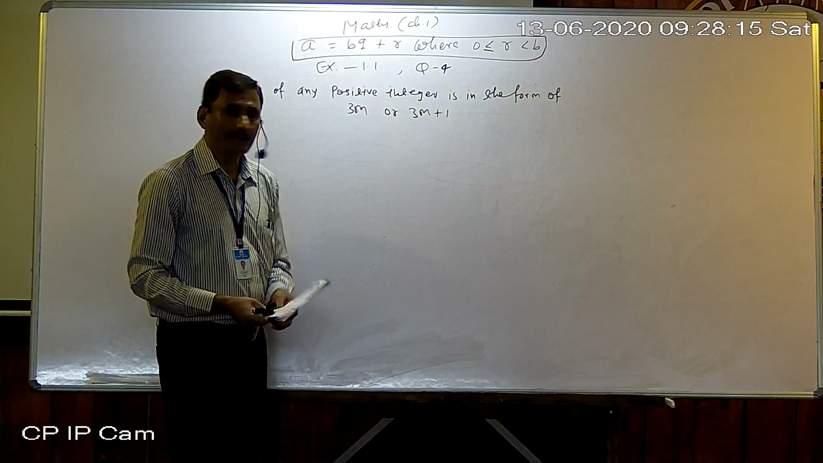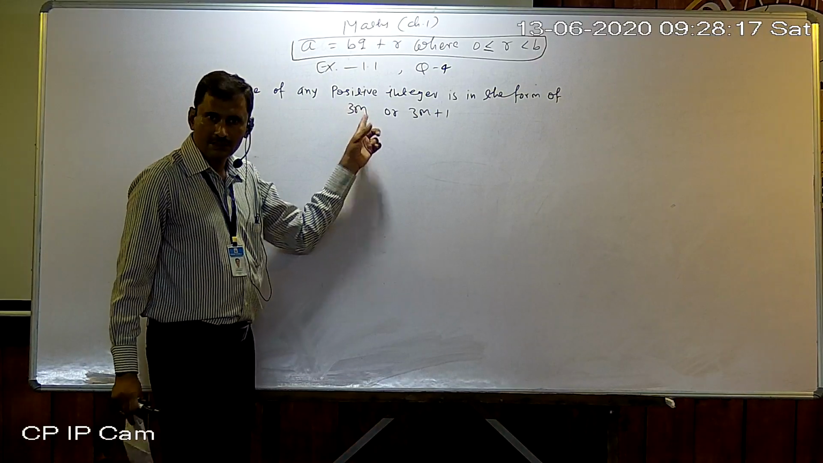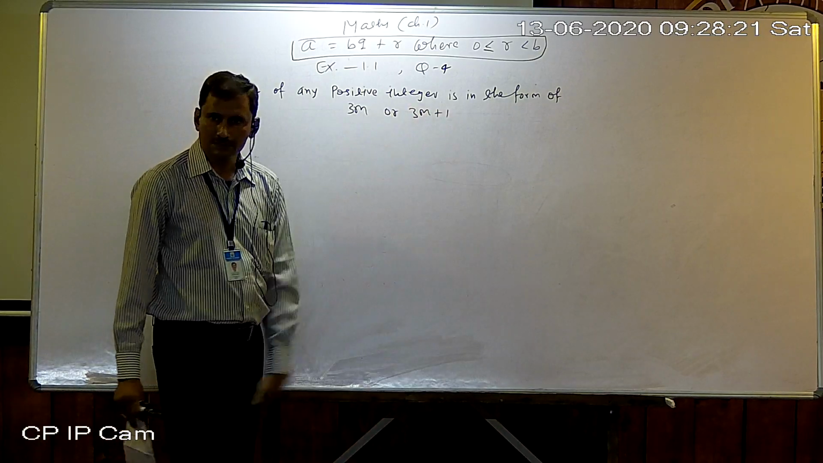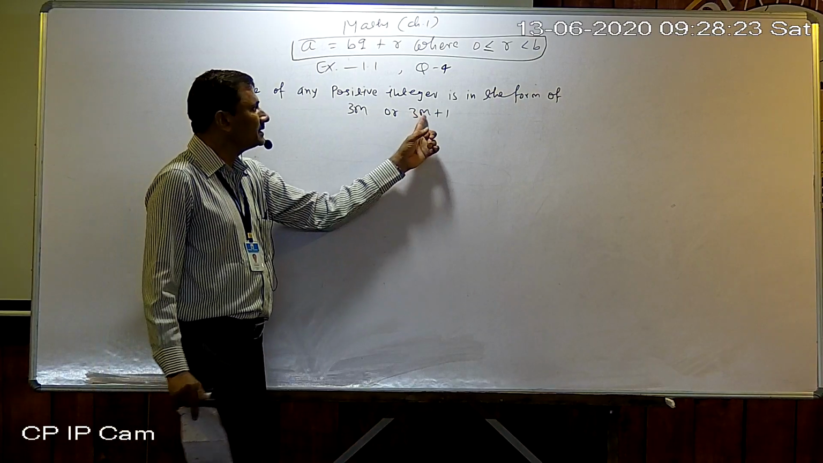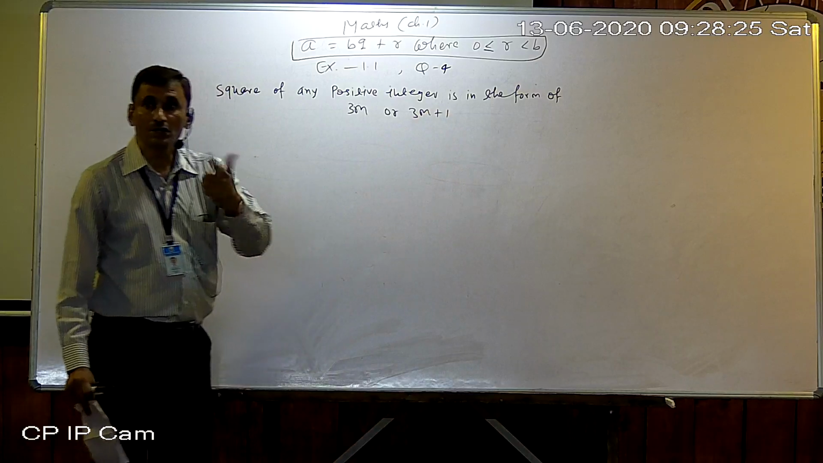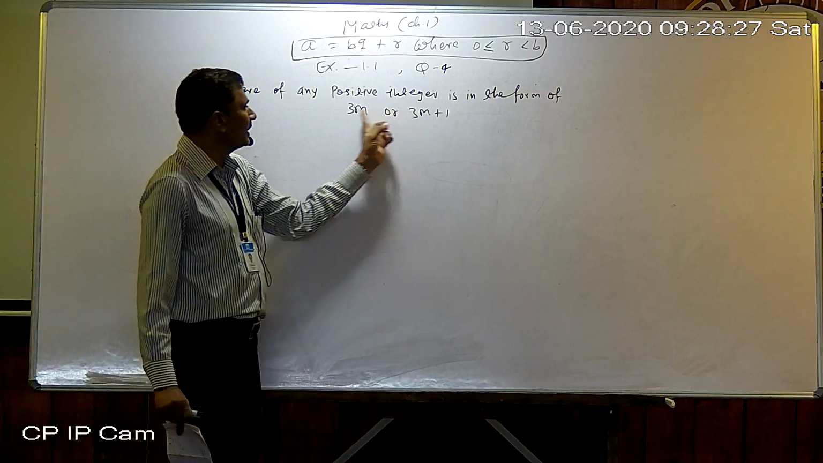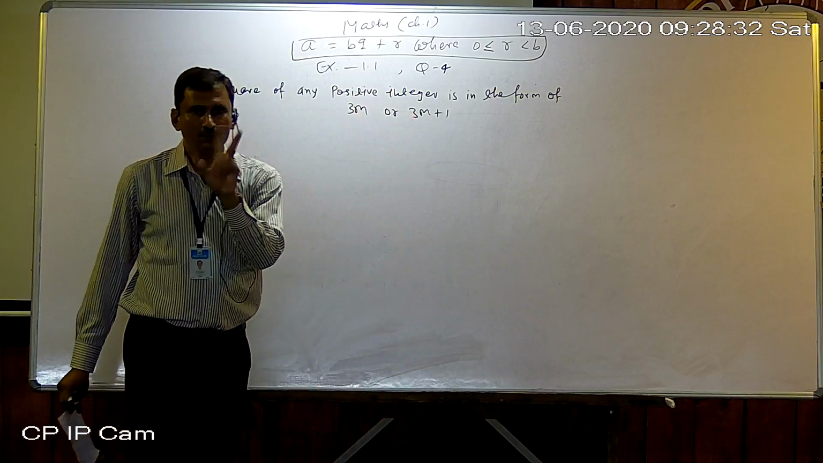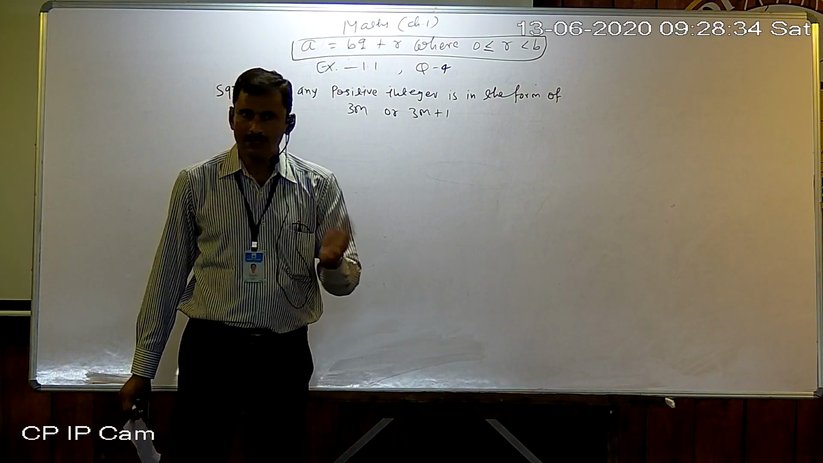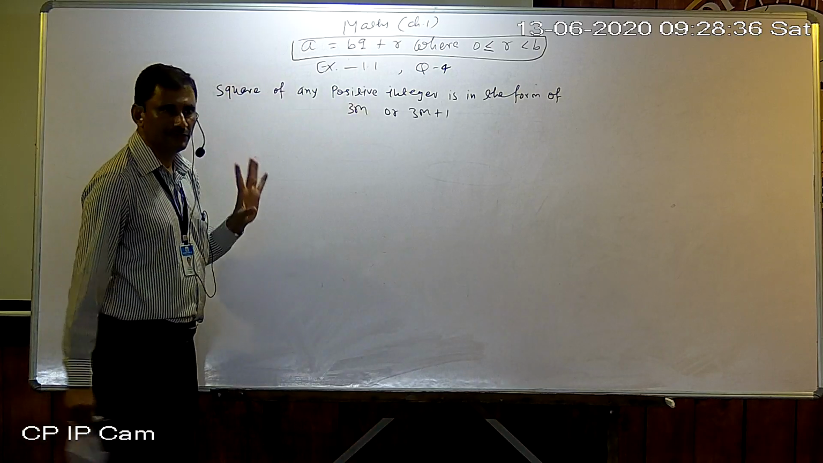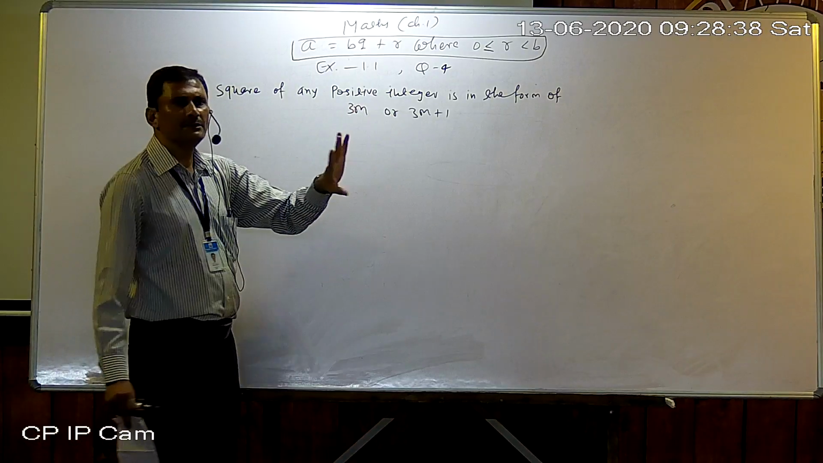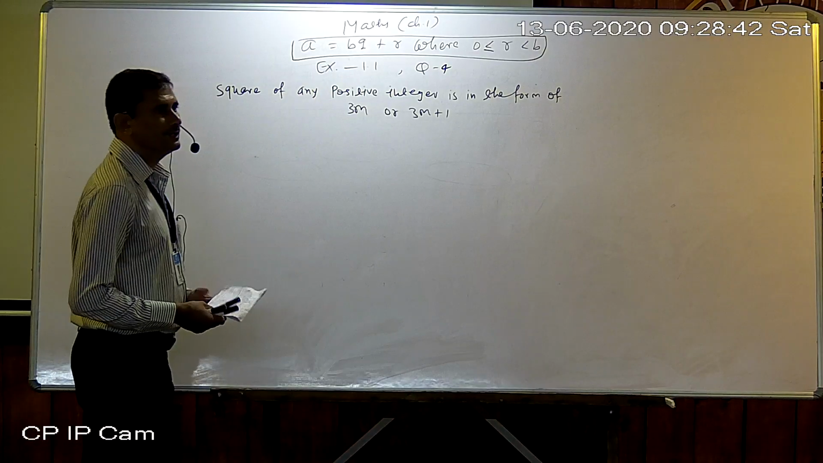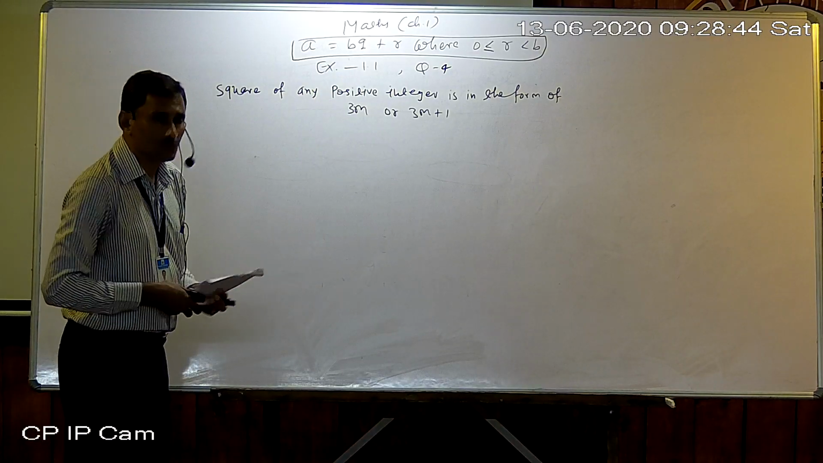Now take 9. 3 threes are 9. Now take the next number 16. 3 fives are 15 plus 1. 25: 3 eights are 24 plus 1. 36: 3 into 12. So only in 2 forms: either a multiple of 3 or a multiple of 3 plus 1. But here what is m? M is anything.